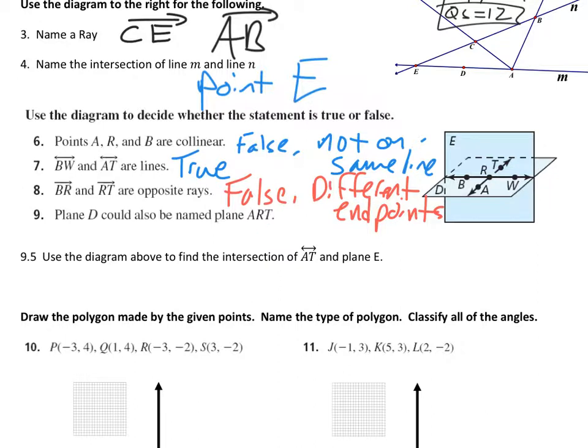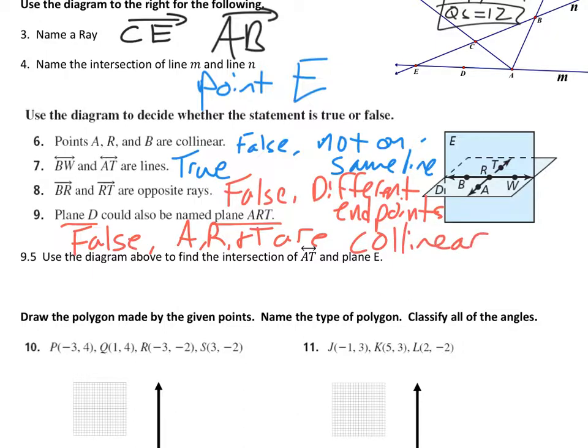Plane D could also be called ART. We can name planes with 3 letters, or 1 letter if that letter, like D here, is not a point. D is not a point. A, R, and T are points, next to dots. Now, there's a problem. A, R, and T are on the same line. When you name a plane with 3 letters, you've got to name it with 3 points that are not on the same line. So we have to say false. We can't name it that way because A, R, and T are collinear. You have to pick 3 points that are not collinear.